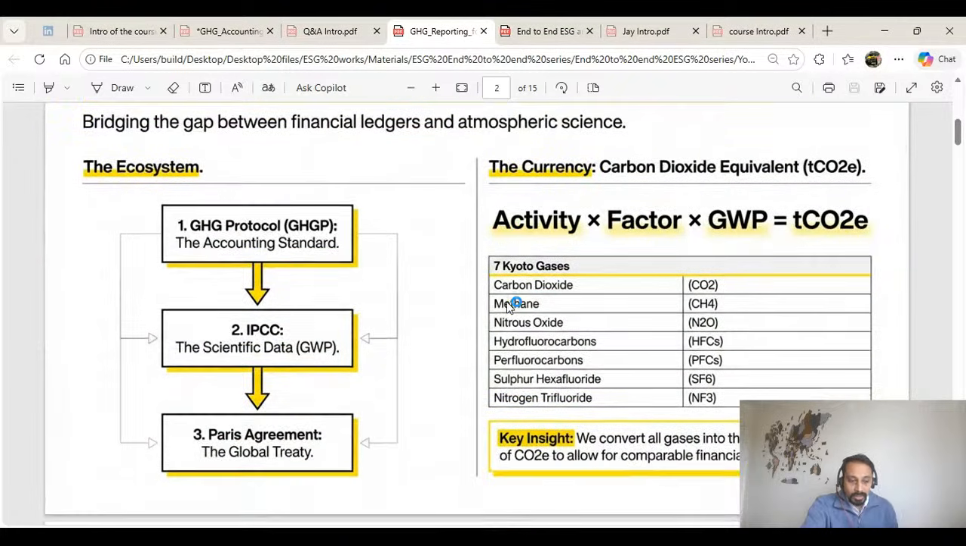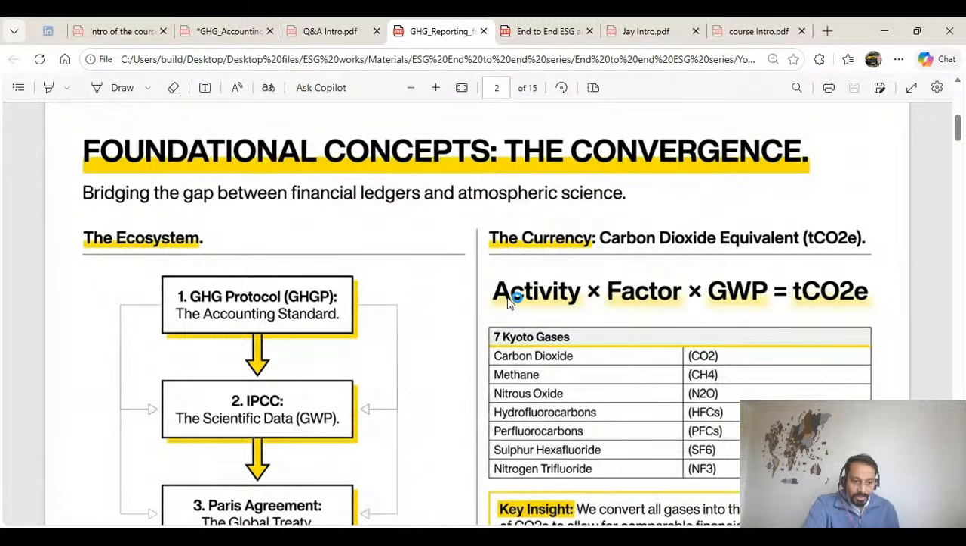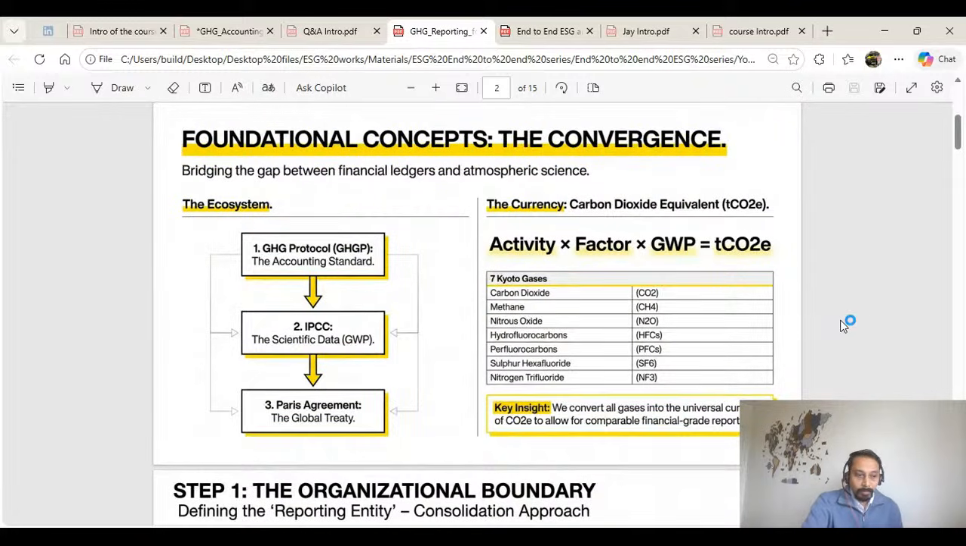That is a foundational concept for any kind of convergence, bridging the gap between your reporting work and atmospheric science. So be assured that you can understand better how it works for your climate analysis. So welcome to module 7. This module marks the overall methodology that I mentioned. Today we will work fully aligned with the GHG Protocol methodology.